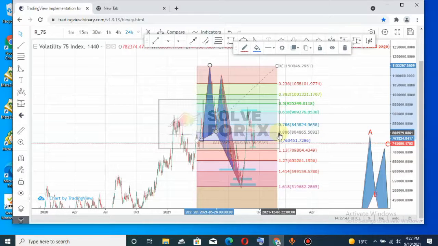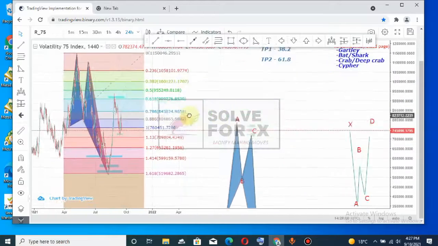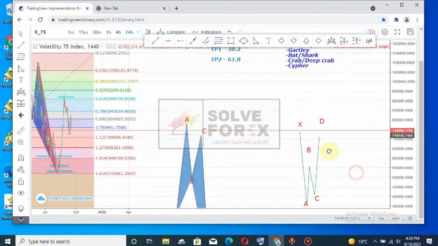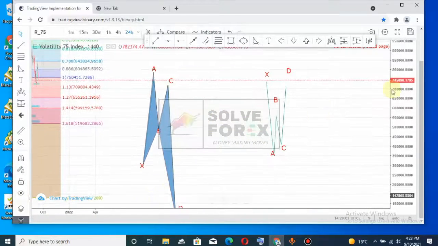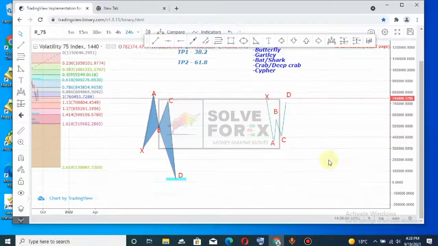886. So this means it's a deep crab. It never broke my high. Came back all the way to where? 1.618. I took my entry all the way to 618. I'm going to explain the take profits just now. So that's your bullish deep crab.